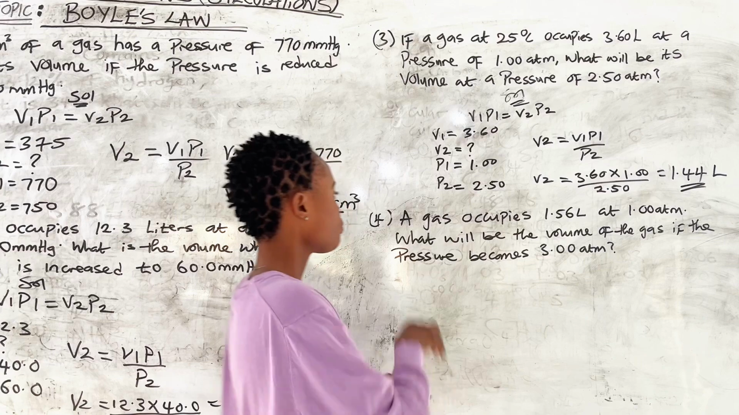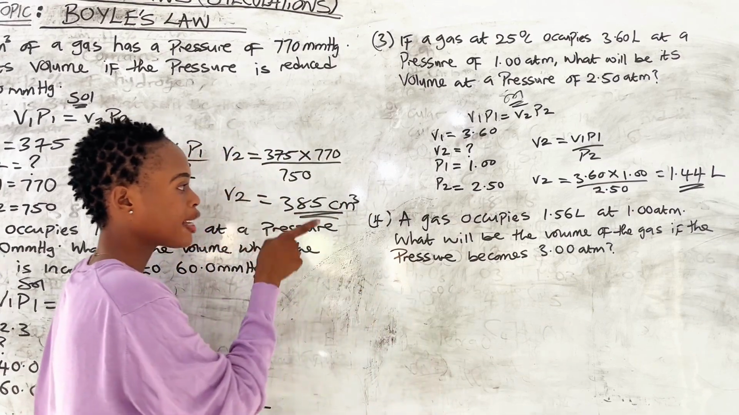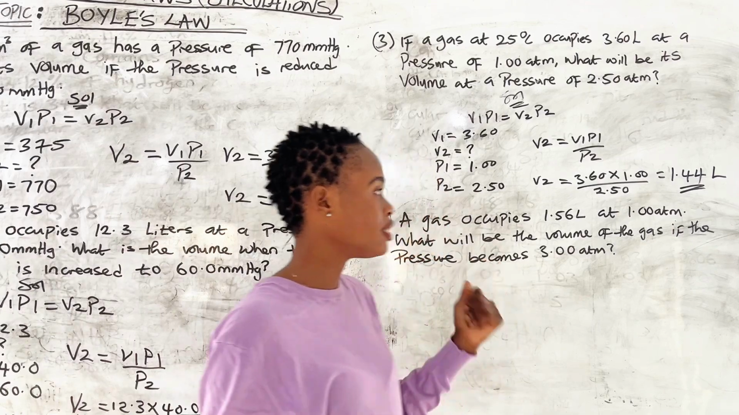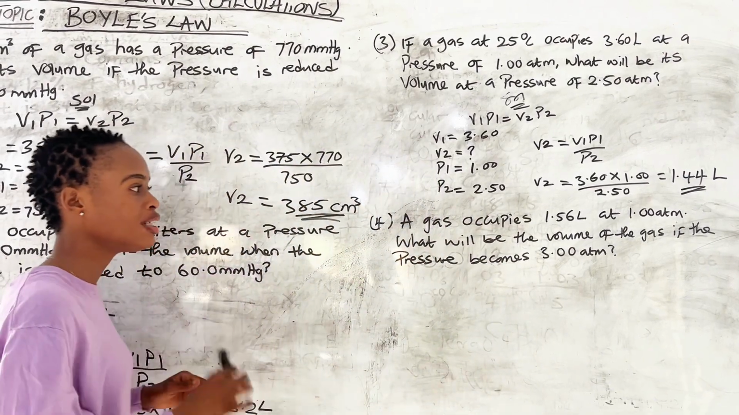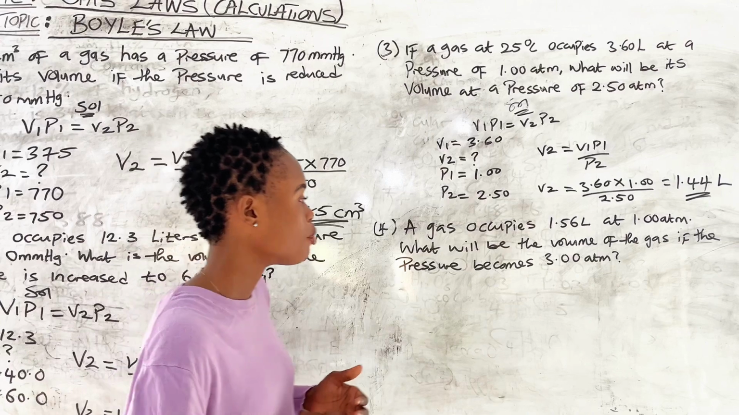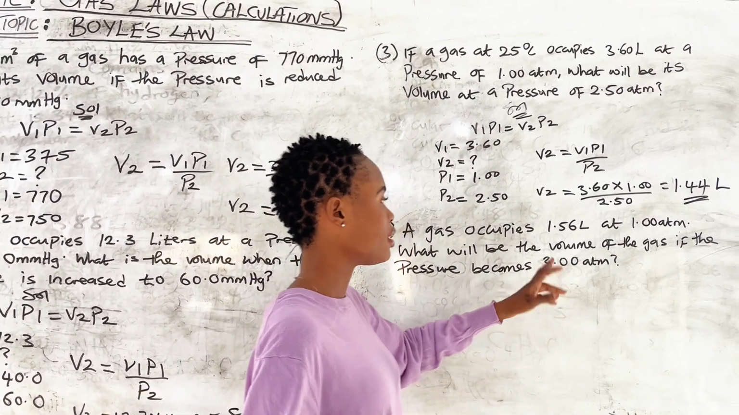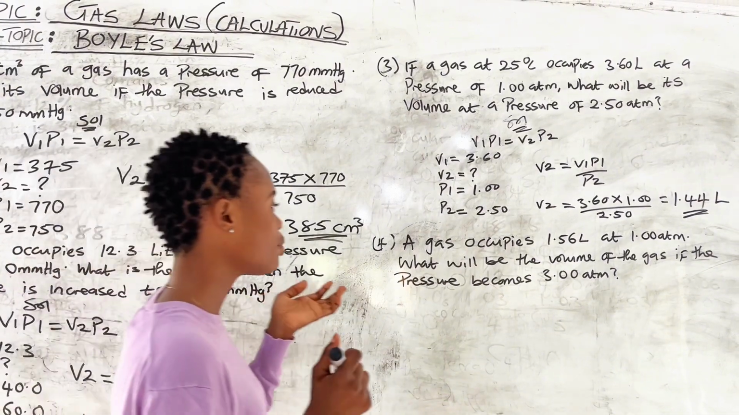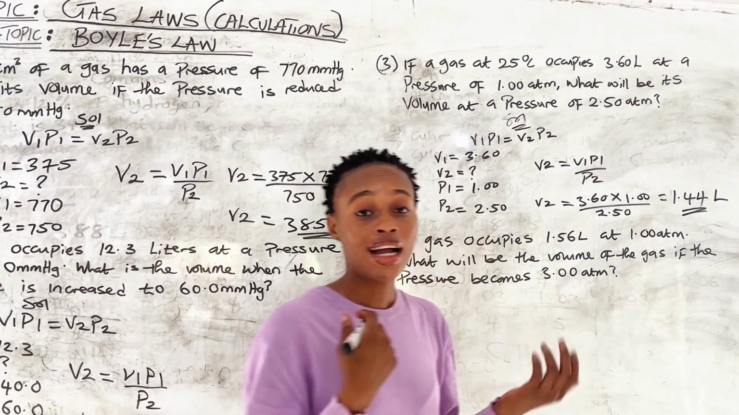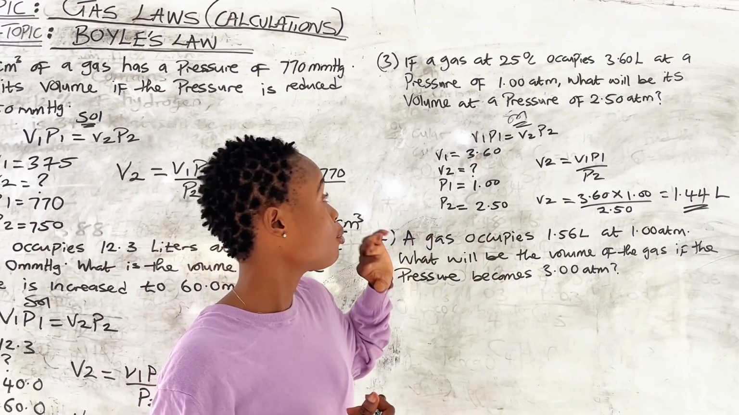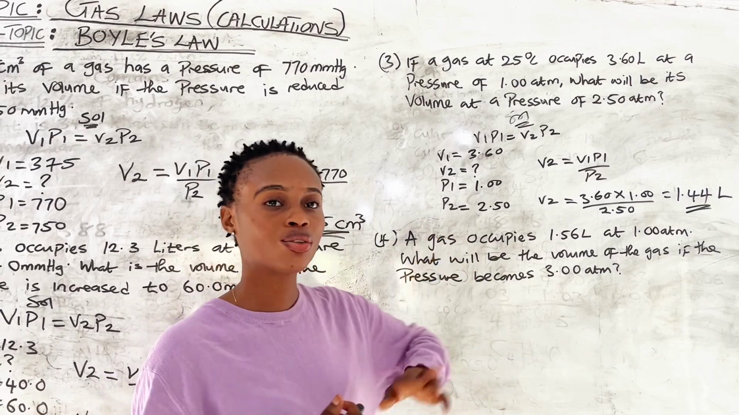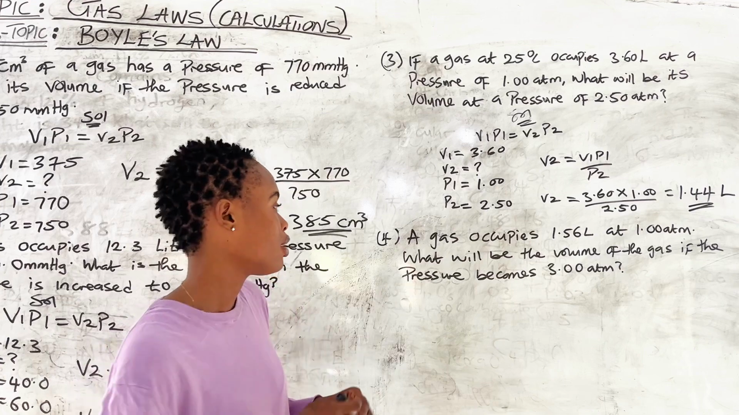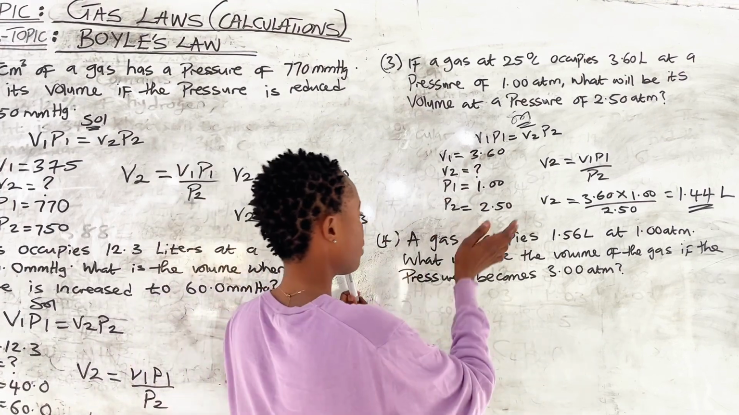So that's it. The last question is, a gas occupies 1.56 liters at 1.00 atm. What will be the volume of the gas if the pressure becomes 3.00 atm? Now I know we will ask, is there a volume that we are solving for? Actually not. When it has to do with Boyle's law, you can be asked to solve for volume, you can be asked to solve for pressure. It's still the same thing. There's no difference. It's just the same format.